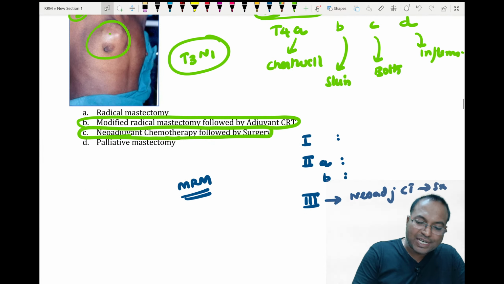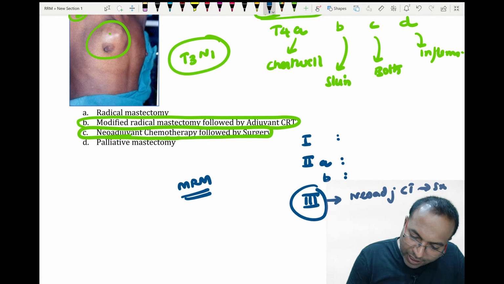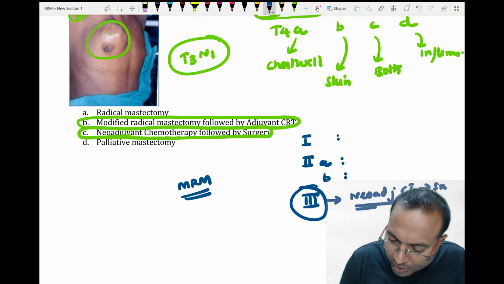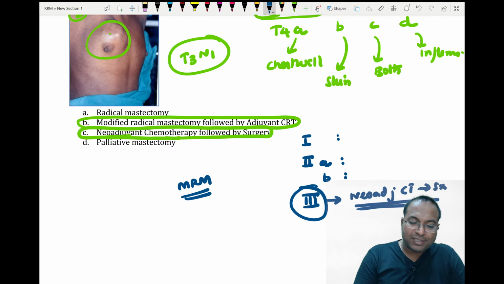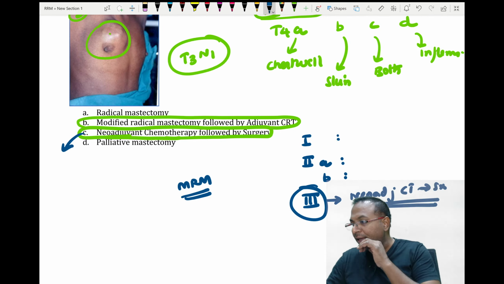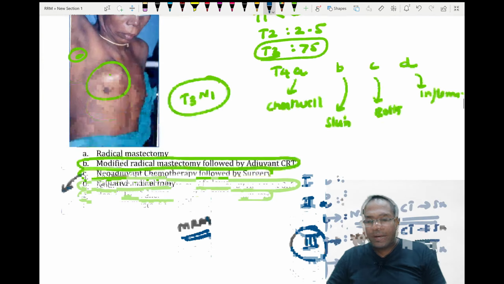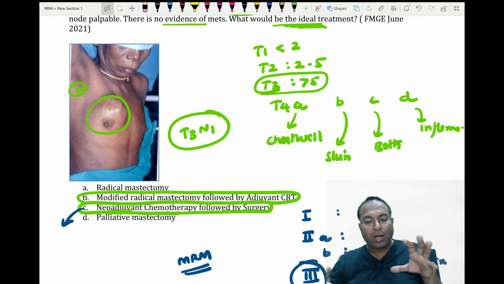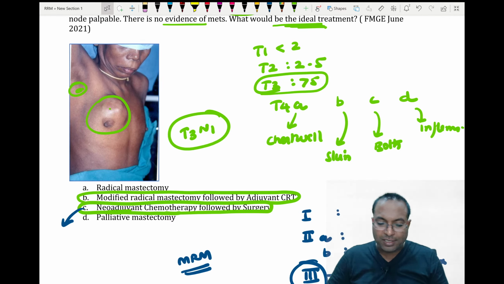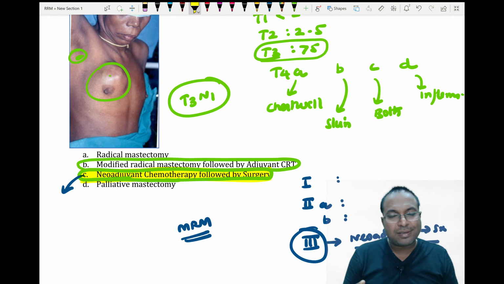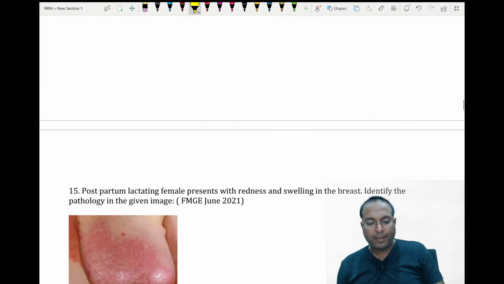So this question is actually a case of stage 3. When you calculate it, it comes under stage 3. Therefore, we have to go for neoadjuvant chemotherapy followed by surgery in this question. So definitely this question is a little tough to answer. But please remember, it is a locally advanced breast cancer. From the size of the lesion and node present, all those things lead to the conclusion that it is a locally advanced cancer. So for locally advanced cancer, we should go for neoadjuvant chemotherapy followed by surgery. So remember this point. Okay.